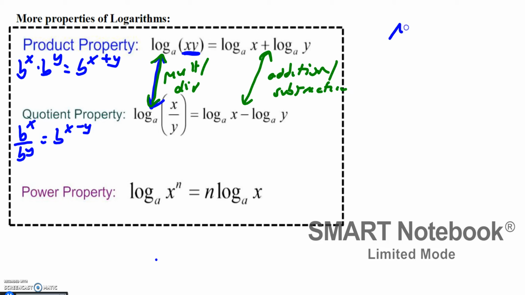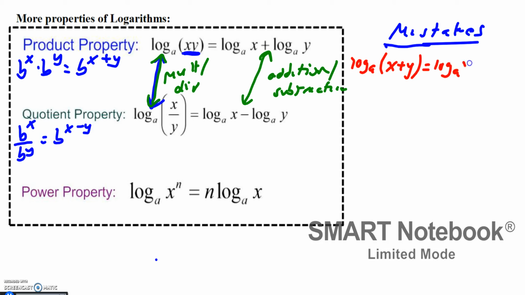Common mistakes with logs is assuming that this works the other way around, meaning a lot of students think that log base a of x plus y. Notice I said that addition and subtraction only happens when you have two separate logs, not one. A lot of students think that this is equal to log base a of x times log base a of y. This is not true.